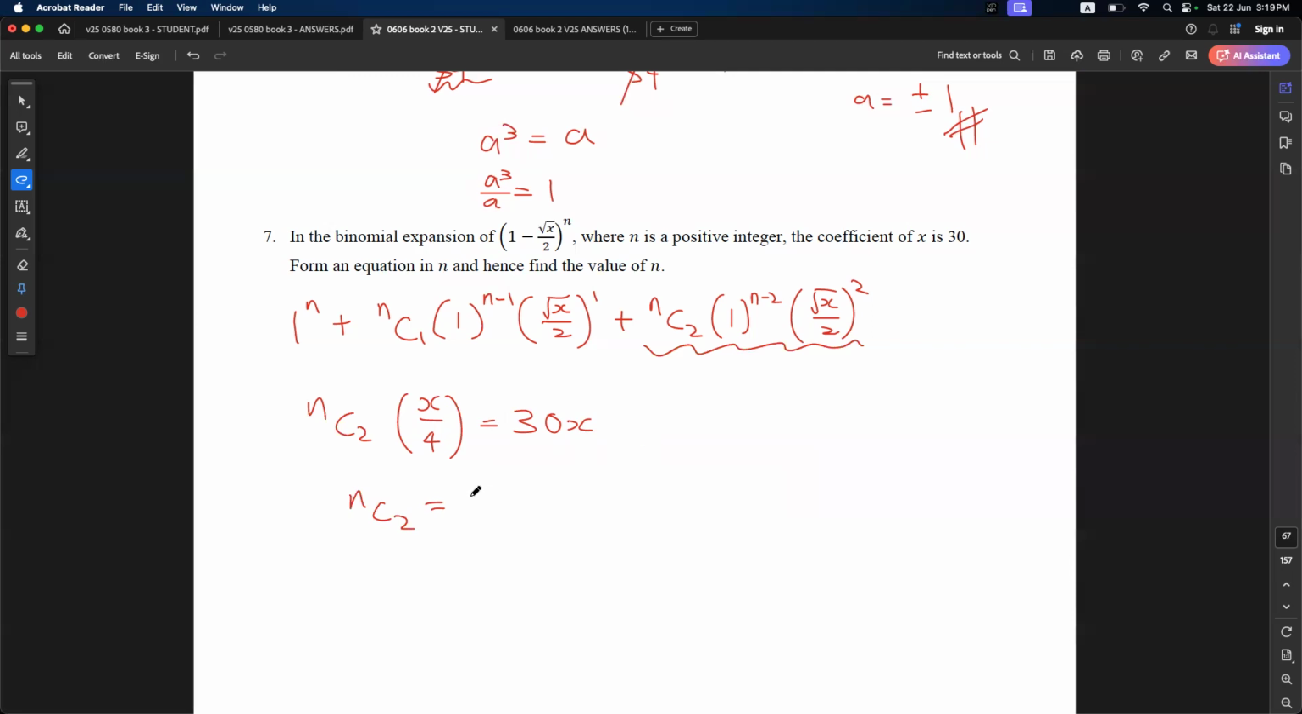What is it? 30x times 4 divided by x. What is it? 120.